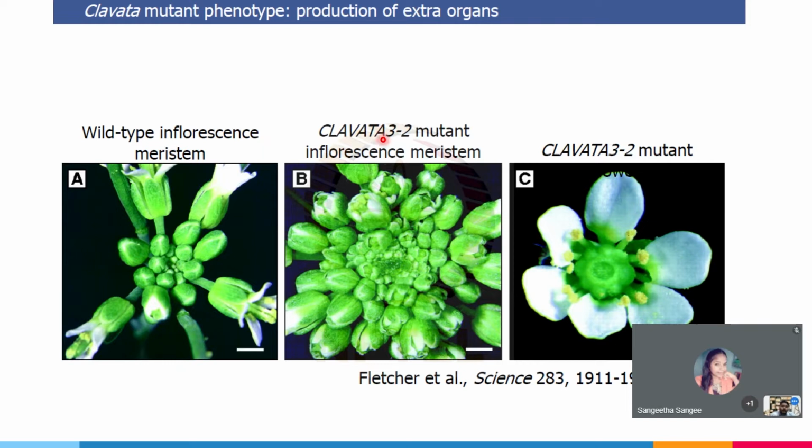But in the clavata 3-2 mutant, the inflorescence meristem produces a large number of organs compared to figure A. This is because, in the absence of clavata 3 and 2, the stem cell population first proliferates a lot more before being allowed to differentiate. So more stem cells means more organs being formed, and thus we have a large number of flowering buds present here.